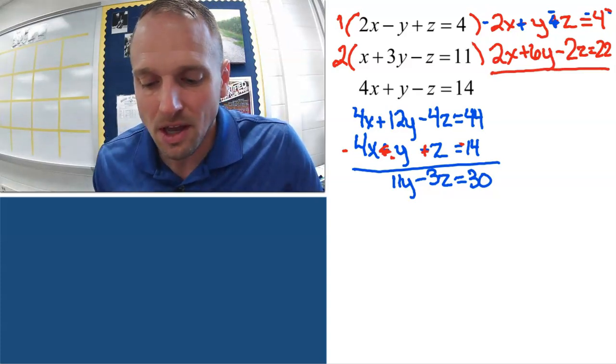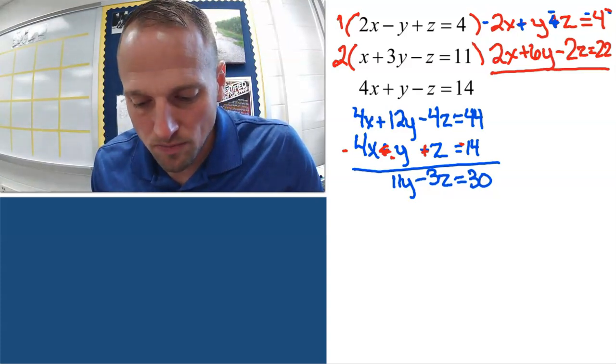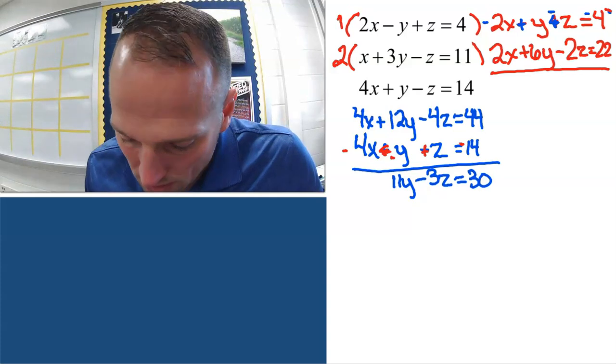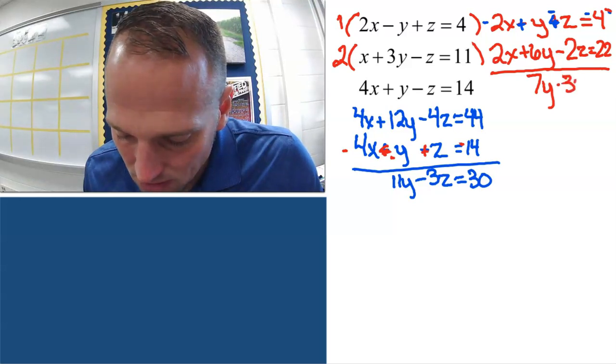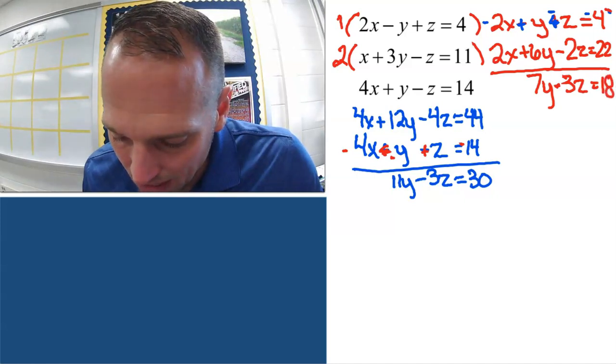All right, so let's see. The x's will cancel. 1y plus 6y is going to be 7y. Negative z minus 2z is going to be negative 3z. And negative 4 plus 22 is going to be 18.